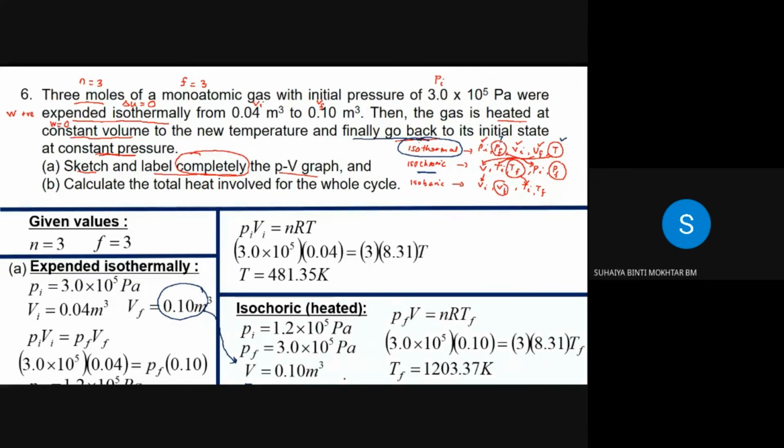It looks complicated, so we have to do it step by step. Starting from isothermal, then continue with isochoric, then lastly constant pressure, isobaric, and go back to the initial state. So the values P initial, P final, T initial, T final are complete. We already have them. Then we continue.